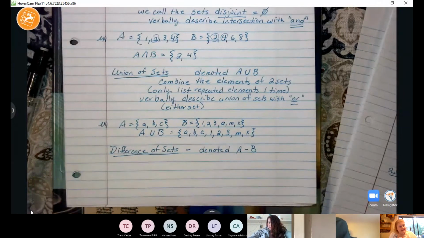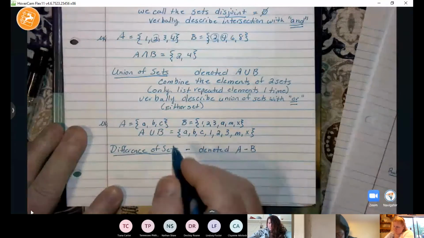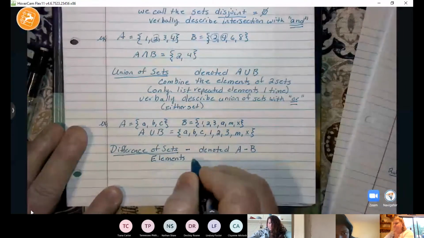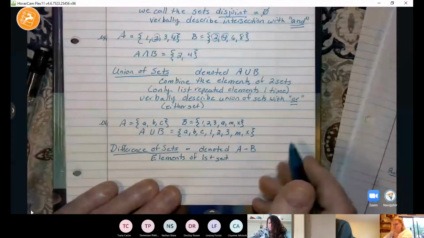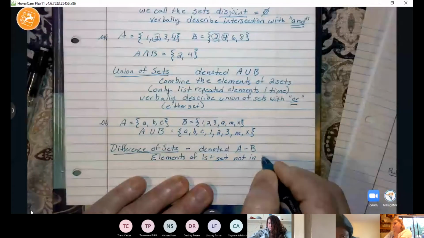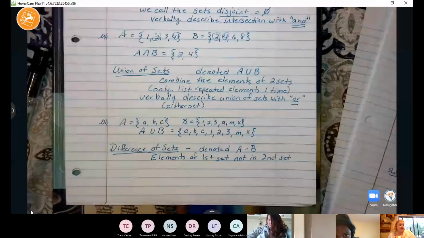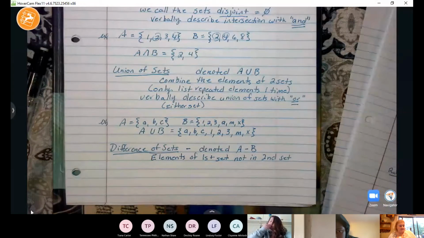Difference of sets, denoted A minus B, so it kind of looks like a subtraction problem. So how we do it is a little bit different. When we're looking for the difference of a set, we're looking for the elements that are in the first set, the first one listed, that are not in the second set listed.